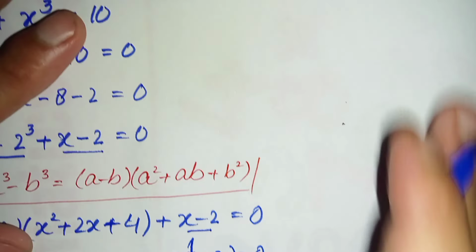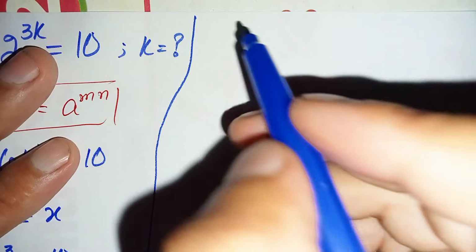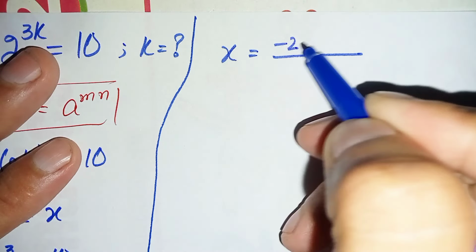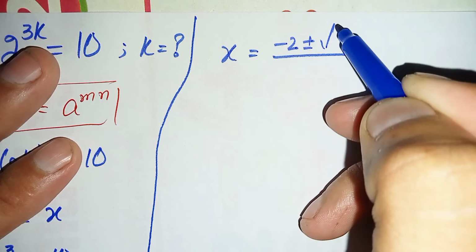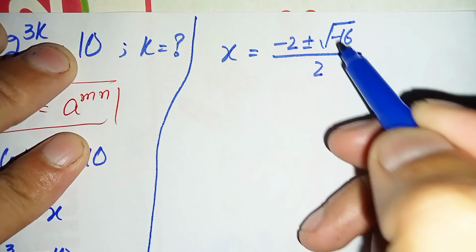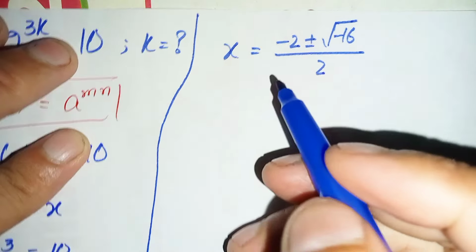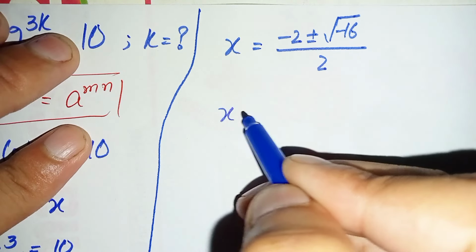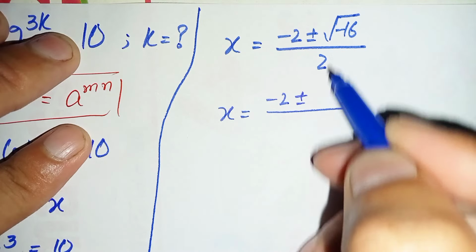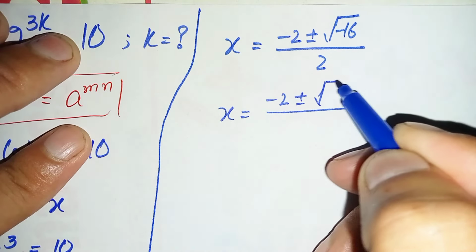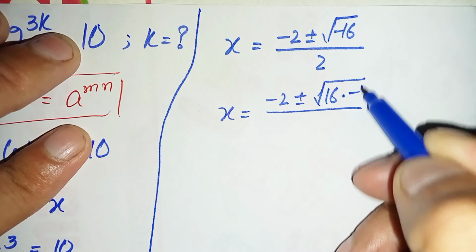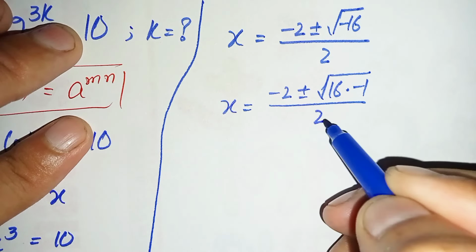So we will do further steps here. Our last equation is x is equal to minus 2 plus minus square root of minus 16 divided by 2. Now next we will simplify this square root of negative 16. So this will become x is equal to minus 2 plus minus, we can write square root of negative 16 as square root of 16 times minus 1, divided by 2.